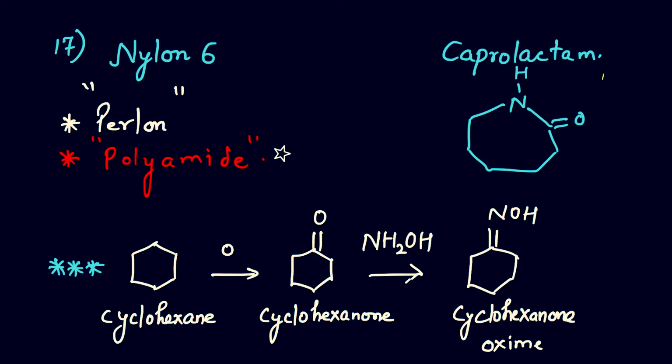It is basically a 7-membered ring compound. The monomer has a 7-membered ring. Nylon 6 is also known as Perlon, and it is also an example of a polyamide. So, which of the following is a polyamide? Nylon 6 will be our answer.